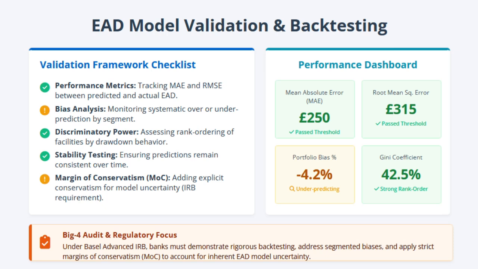Margin of conservatism, MOC. Under Basel Advanced IRB, banks must add explicit conservatism margins to account for the model uncertainty. So, under Basel Advanced IRB, banks must demonstrate rigorous backtesting, address the segmented biases, and apply strict margins of conservatism to account for inherent EAD model uncertainty.